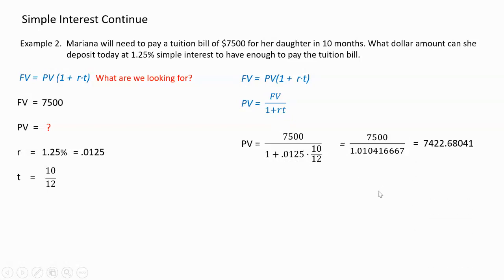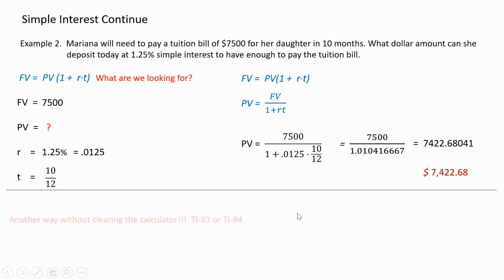So that's my answer, 7,422.68041. But on the homework, they want you to round off to the nearest penny, which is the nearest hundredth. So we look at the third decimal place. If it is less than 5, it stays how it is. But if it's 5 or more, you add 1 to the hundredths place. So this answer will be $7,422.68.